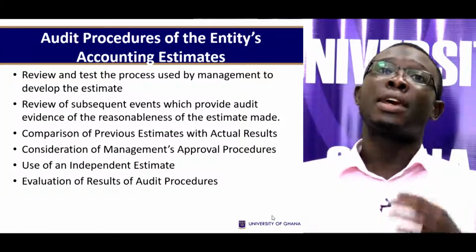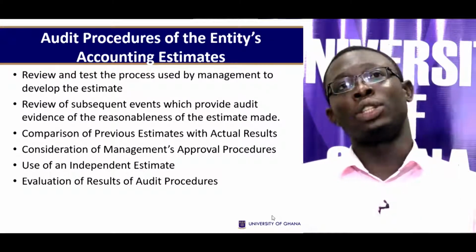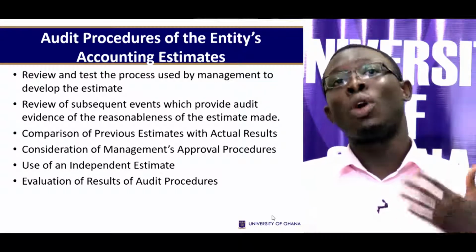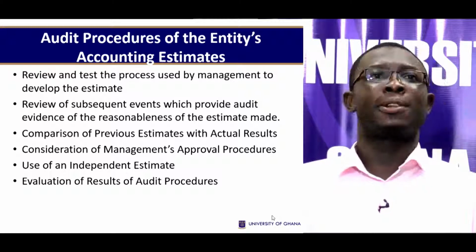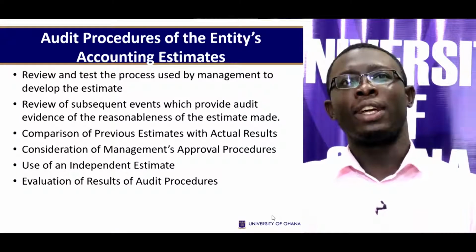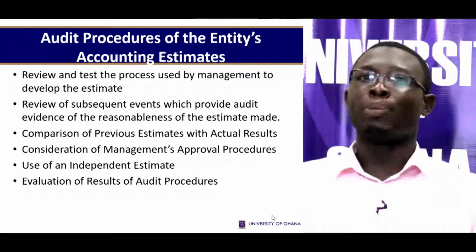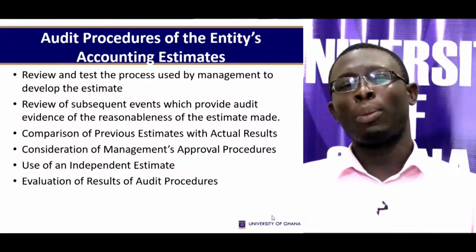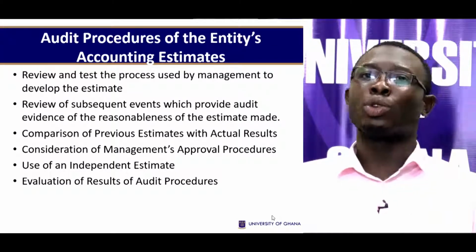So these estimates need to be taken into consideration during the review and evaluation stage. That is, review and test the procedure. Auditors must review and test the process used by management to develop the estimates. Review of subsequent events, which provide audit evidence of the reasonableness of the estimates made. The comparison of previous estimates with actual results, consideration of management approval procedures, use of an independent estimate, and evaluation of results of audit procedures.